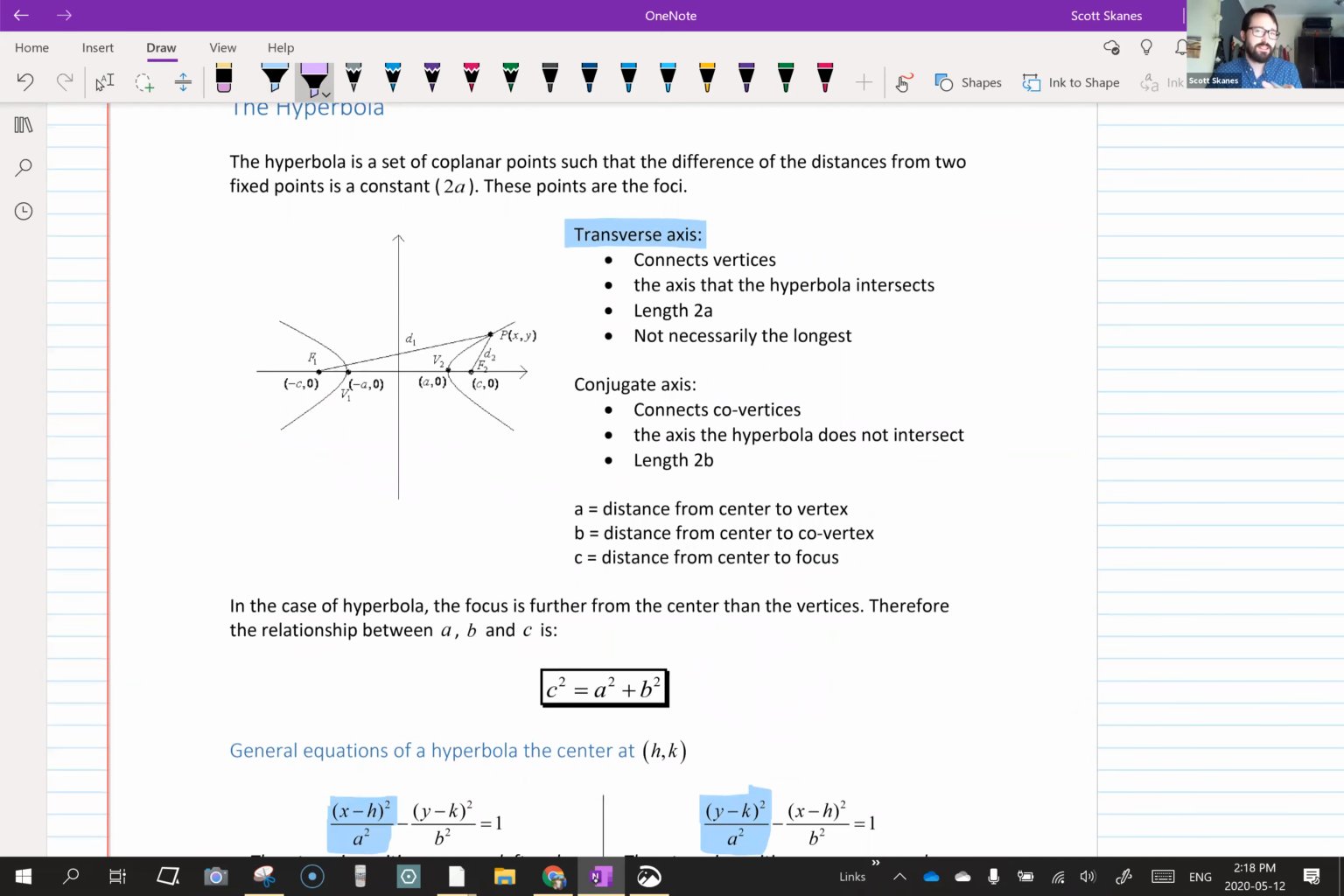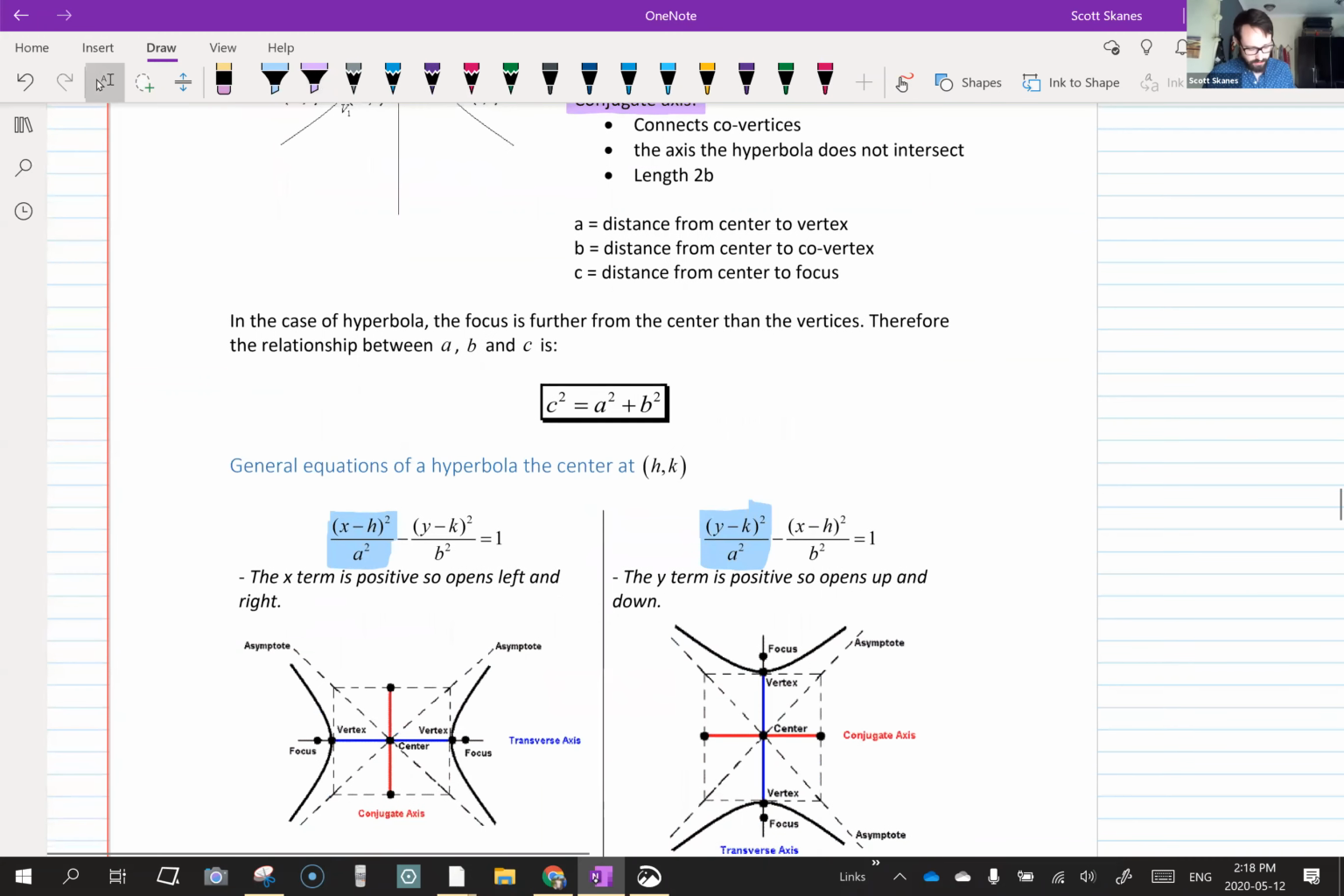In fact, that's the biggest difference between ellipses and hyperbolas. With ellipses, we have the major axis, the longest axis. Hyperbolas don't have that. So in a way, it's easier, and in a way, it's more difficult. It depends on how you look at it. The conjugate axis is always the one that comes second, or the negative term.